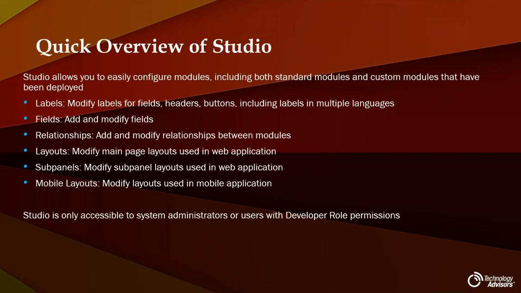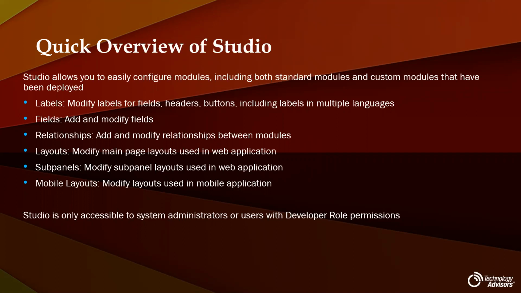The label section lets you modify the labels, the text for fields, for headers, for buttons. It's also where you can modify labels if you have multiple languages that you're supporting users in, so you can set up the labels in any language. The field section is where we'll mostly be spending our time today, where you can add and modify fields. There's also the capability under relationships to add and modify the relationships between modules, so the way that data is linked from one module to another.